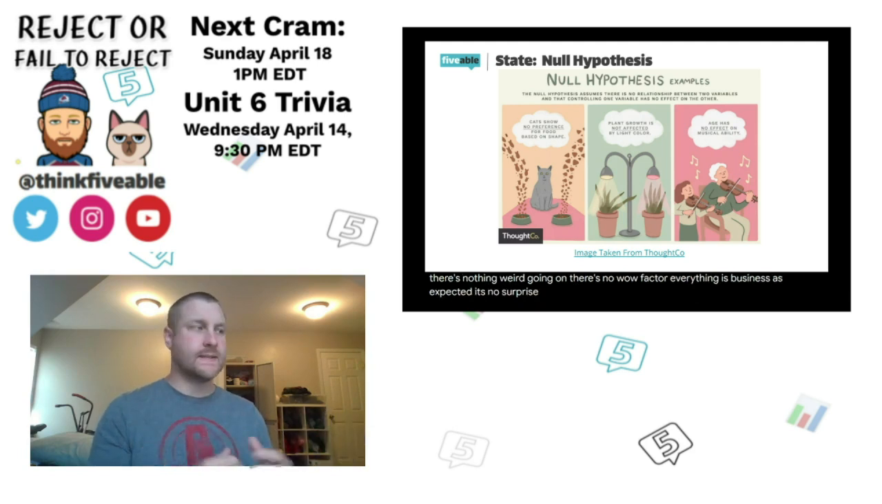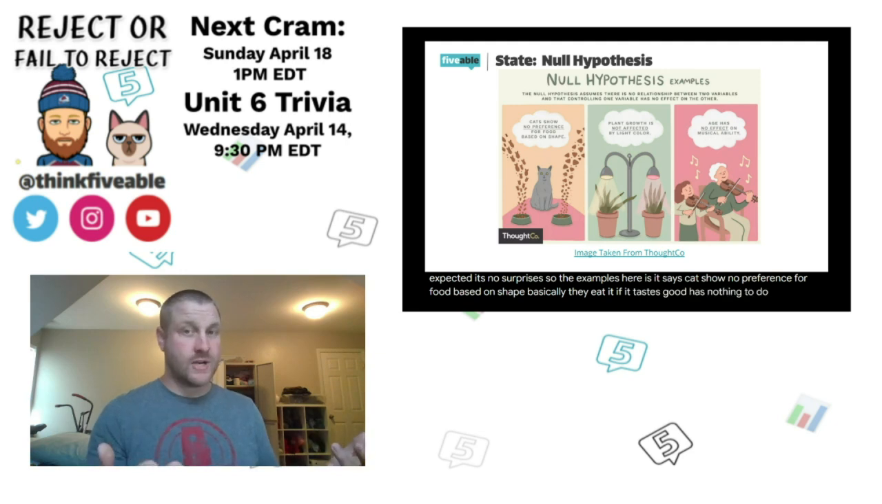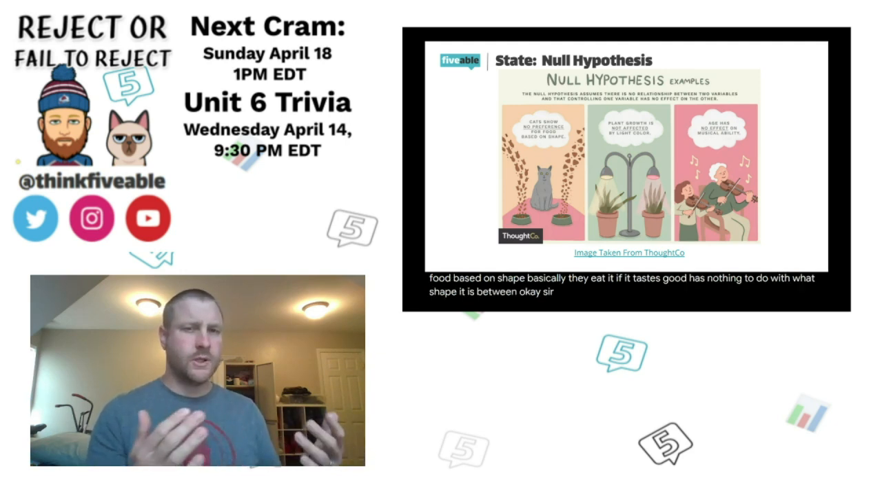no surprises. So the example here says cats show no preference for food based on shape. Basically, they eat it if it tastes good. It has nothing to do with what shape it is, which we know cats are a little bit strange creatures.